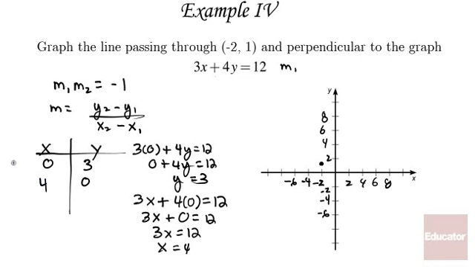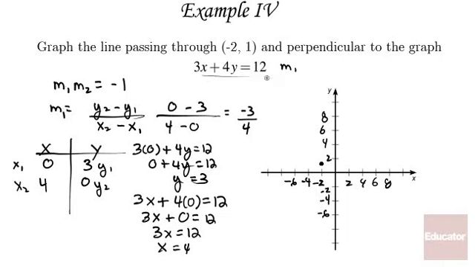So I'm going to say that this is my x1, y1, x2, y2, so I can keep track of everything. y2 is 0, y1 is 3. So 0 minus 3 over x2, which is 4, minus 0. Okay, I've found M1. I've found the slope of this line.